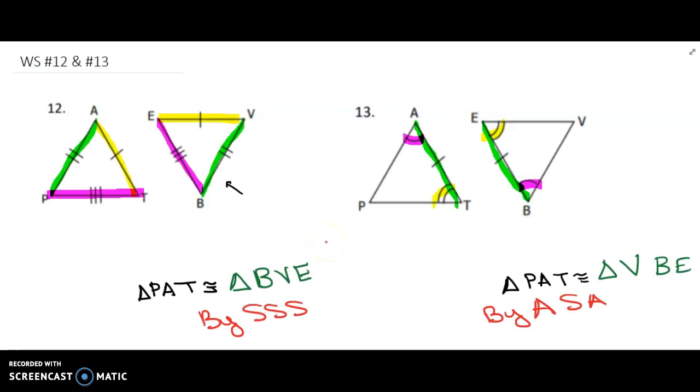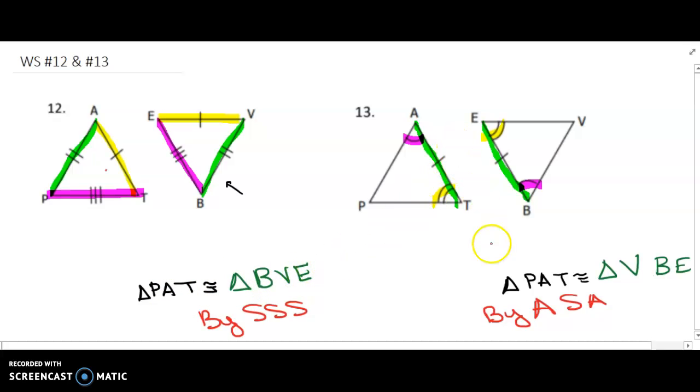All right, so this first one, number 12, now they are congruent by the side-side-side congruence theorem. Notice all 3 sides of this is congruent to all 3 sides of the other one. And if I finish this congruency statement, I get triangle PAT is congruent to triangle BVE.